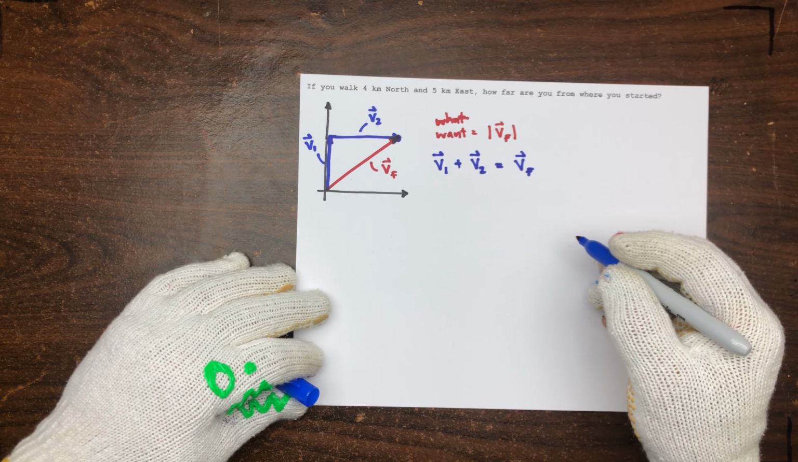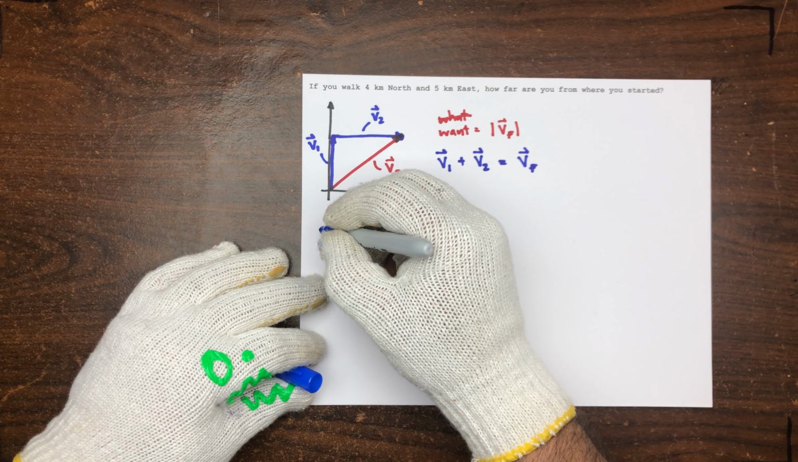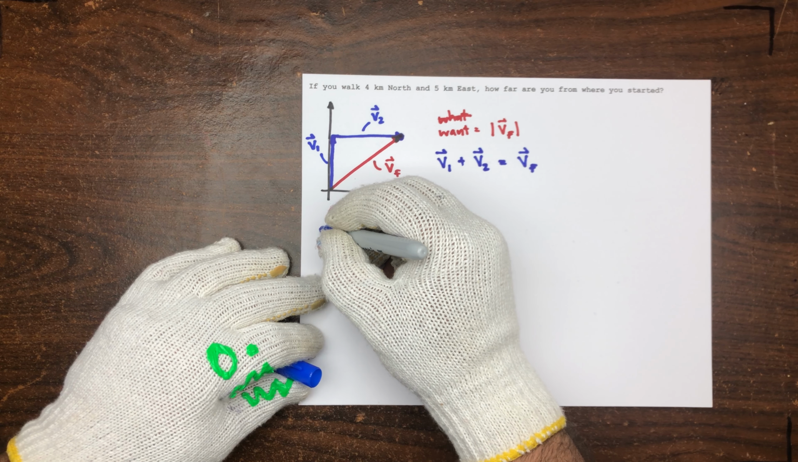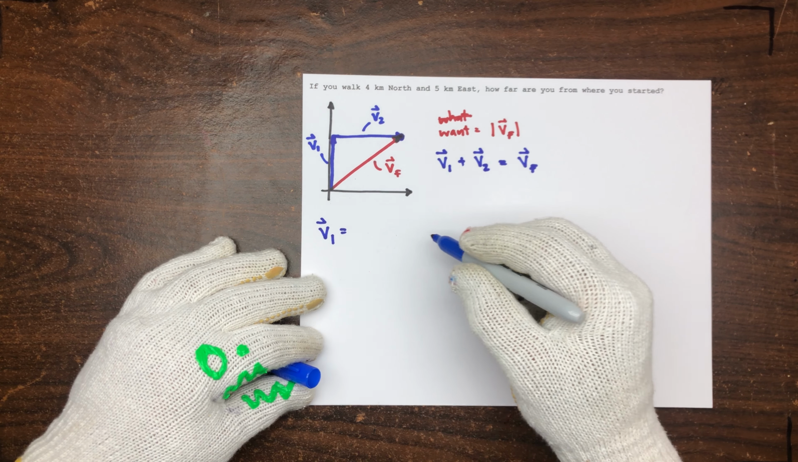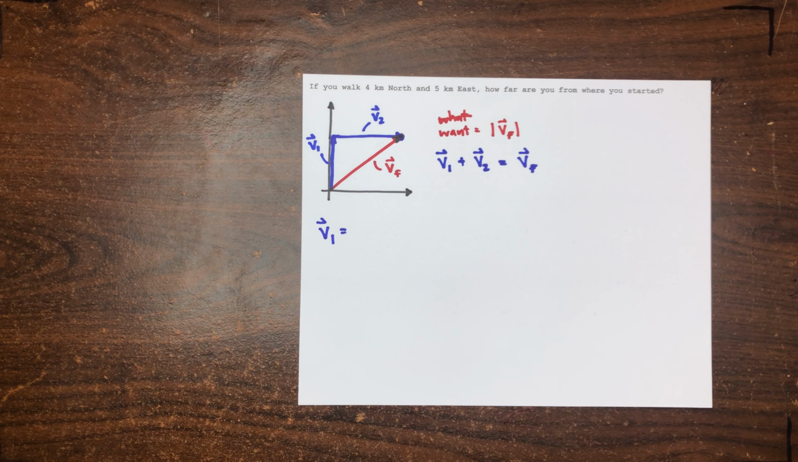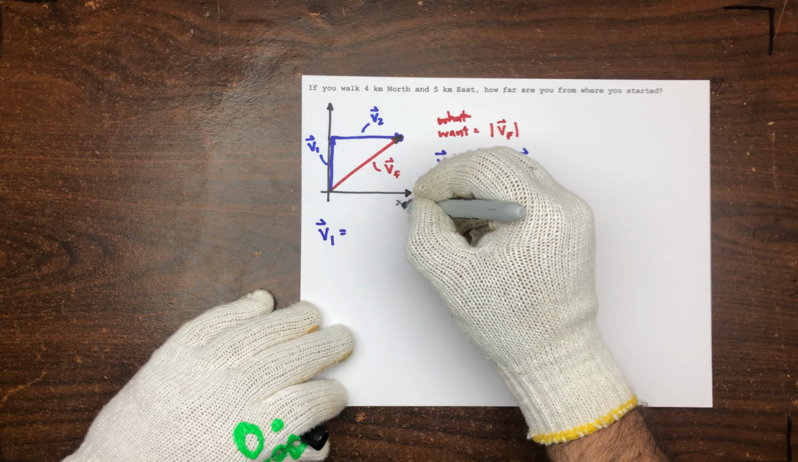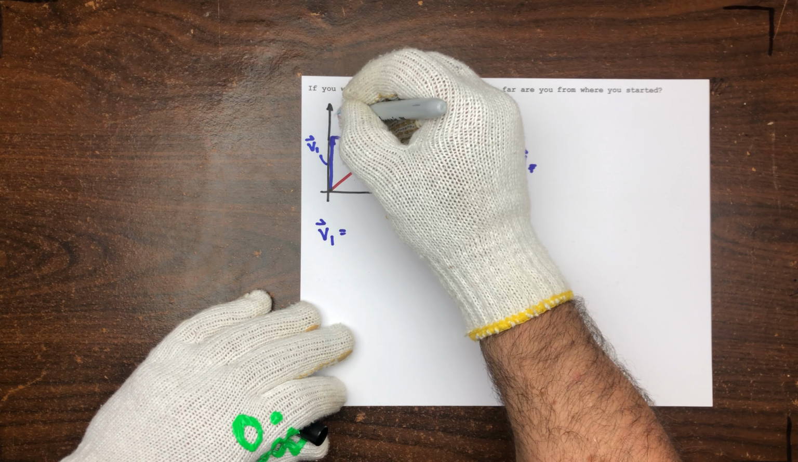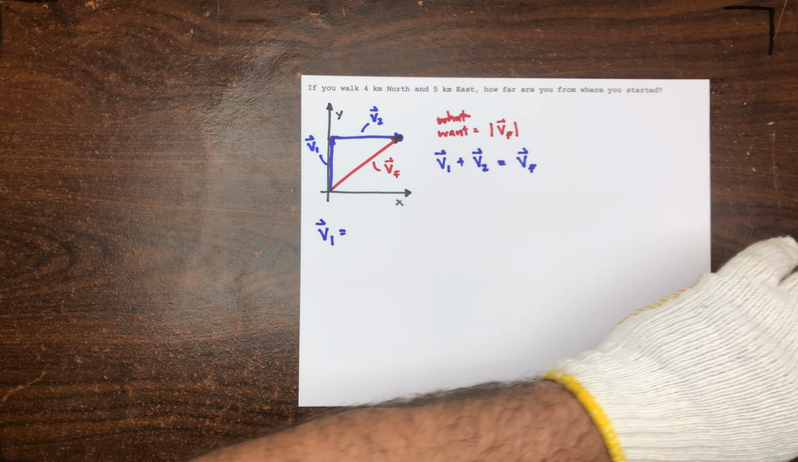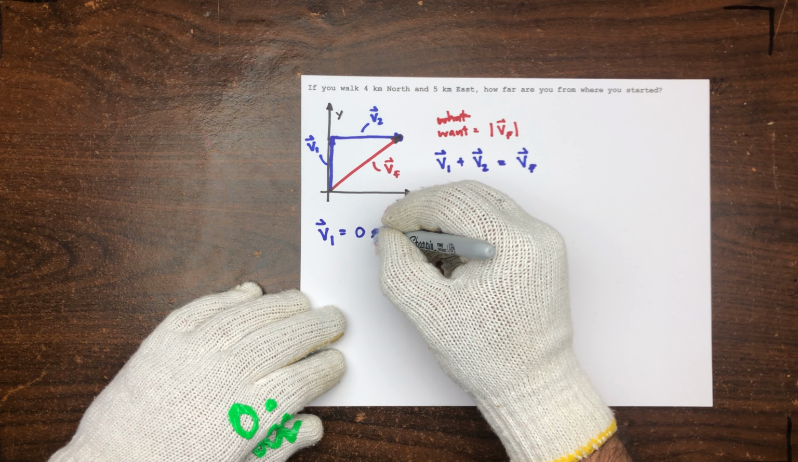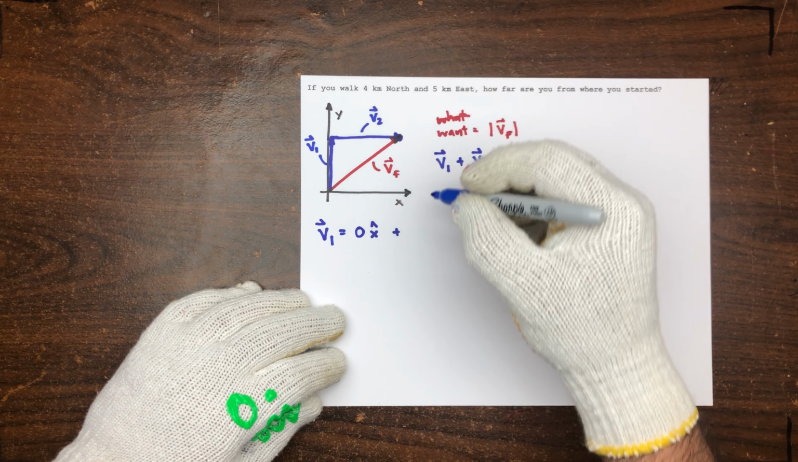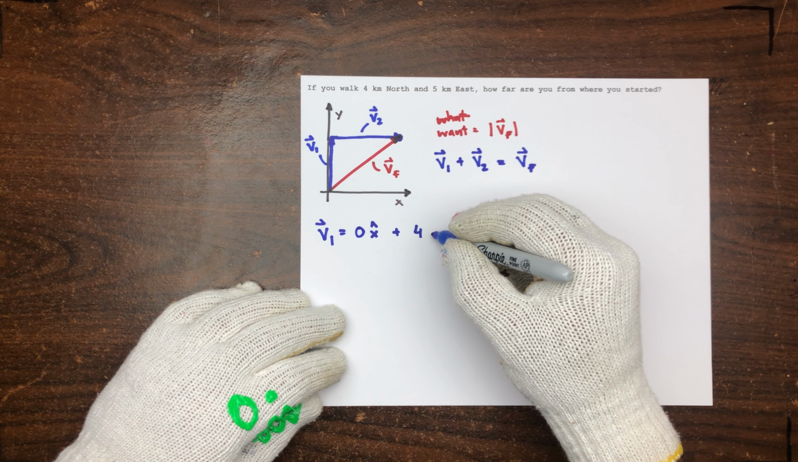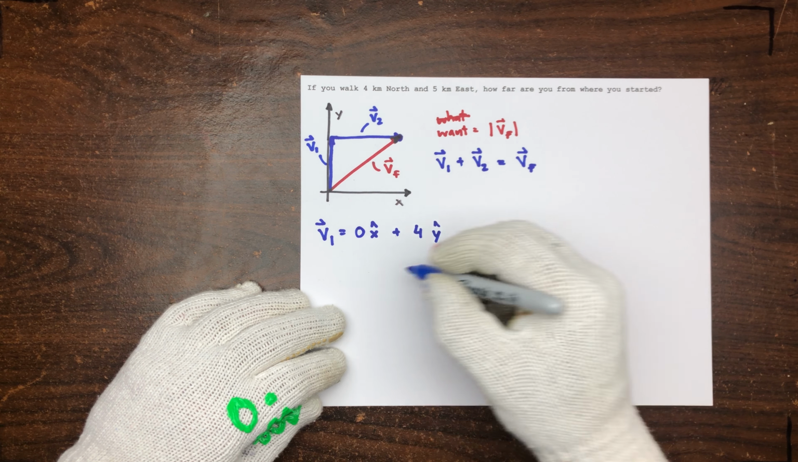So let's try to put this in mathematical terms. We will use vector format. So vector 1 is going to be equal to, well, what's in the x direction? I have to label that first. Here's my x direction, and here's my y direction. So in the x direction is 0 x hat, plus, what's in the y direction? The y direction, it was 4 kilometers y hat.